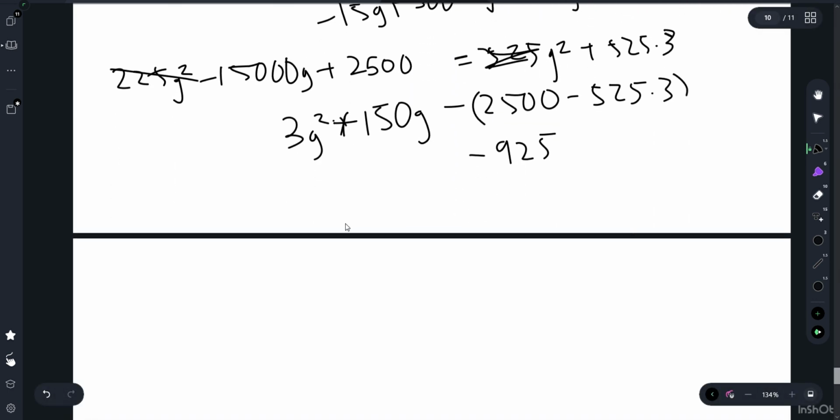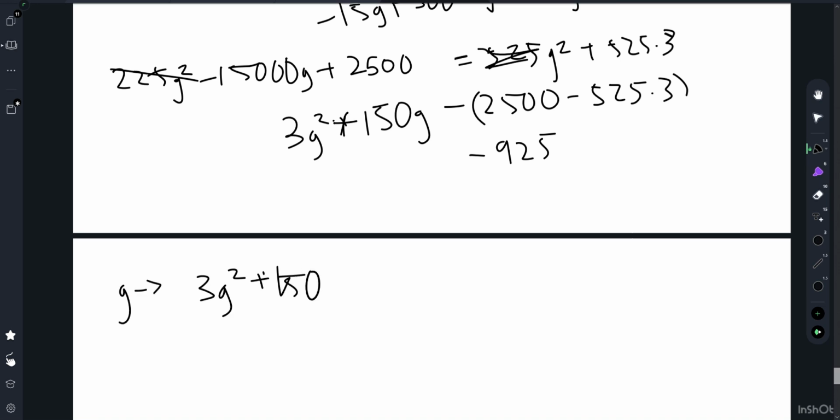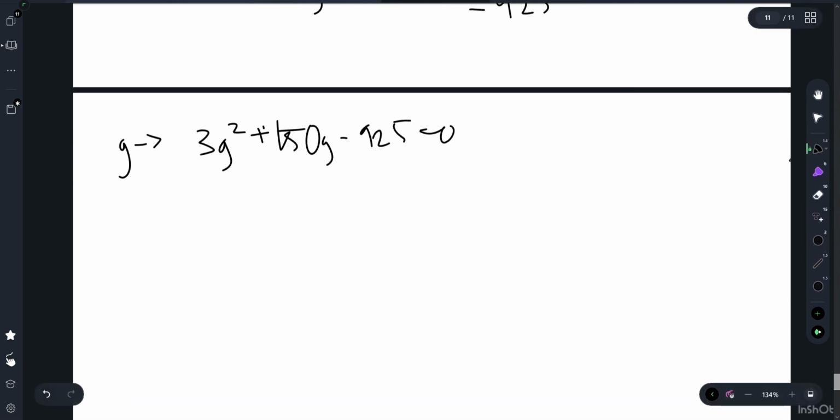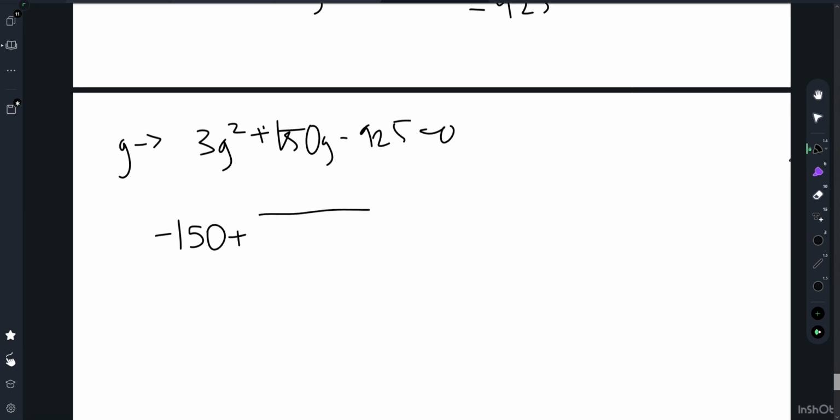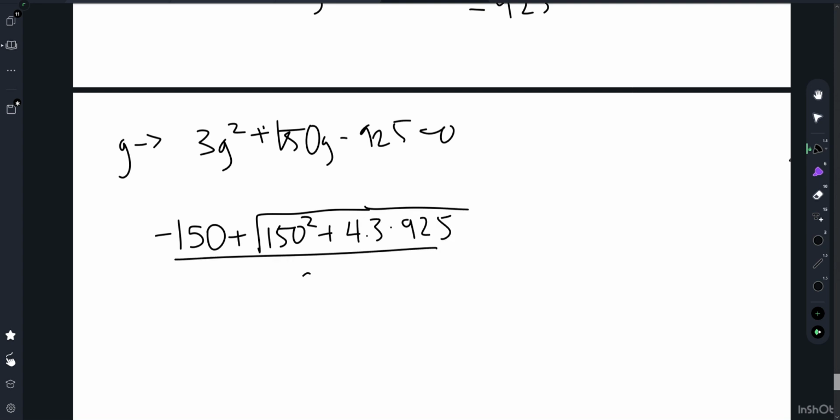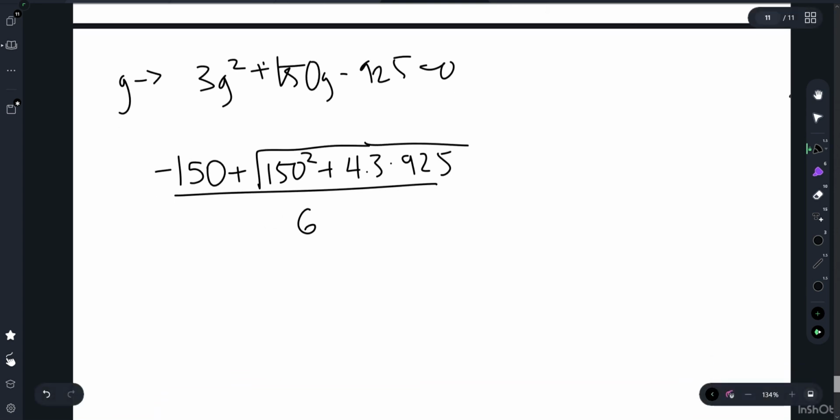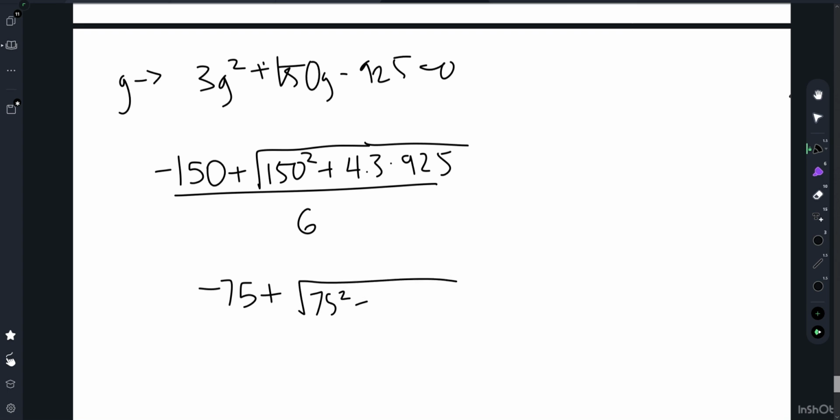We want to find g, so g is the solution to 3g squared plus 150g minus 925 equal to 0. So by the quadratic formula, this is negative 150 plus, obviously it can't be minus, otherwise g would be negative, the square root of 150 squared plus 4 times 3 times 925, all over 6. Let's first divide by 2. This is negative 75 plus, now we have to factor out a 4 from the inside, which makes this the square root of 75 squared plus 3 times 925, all over 3.